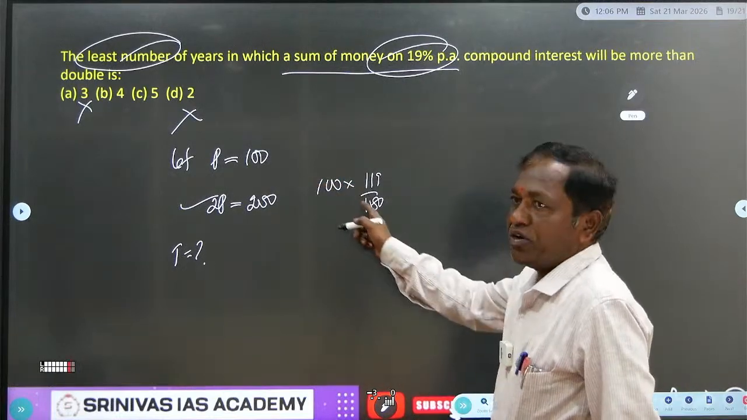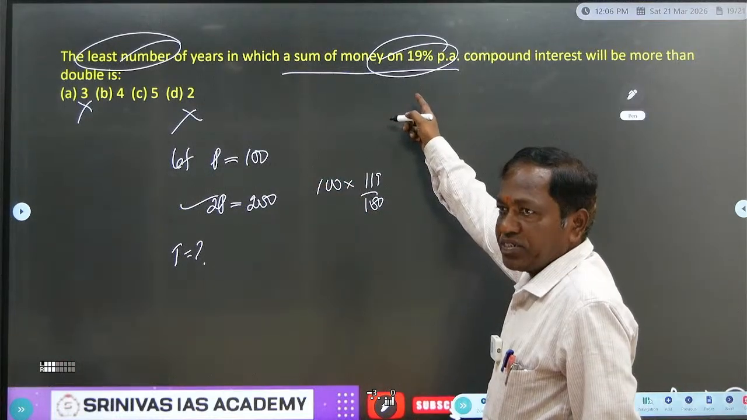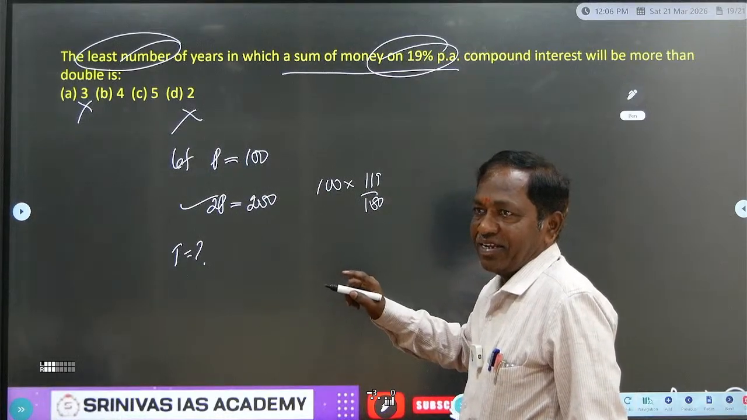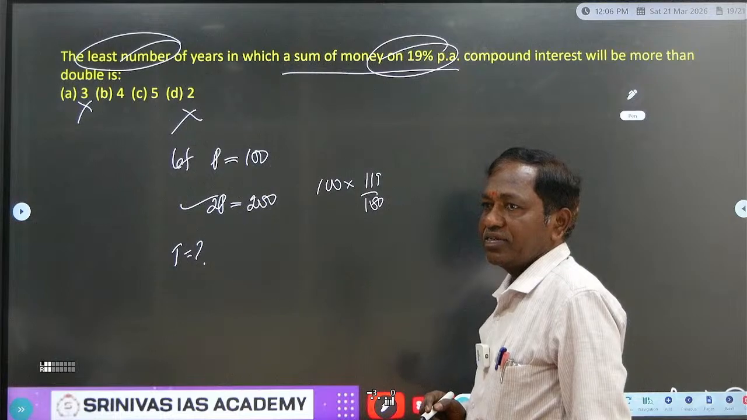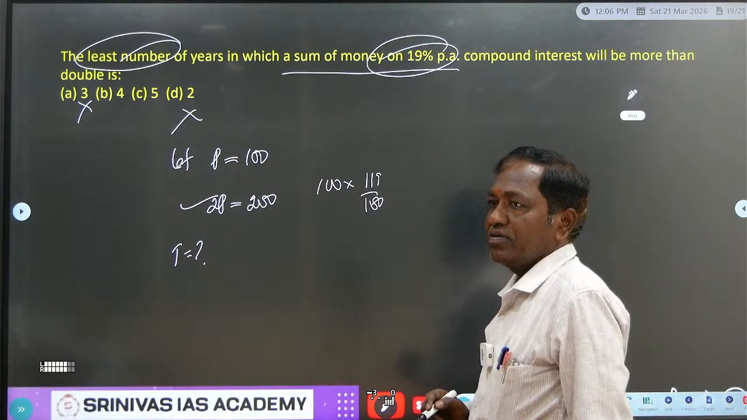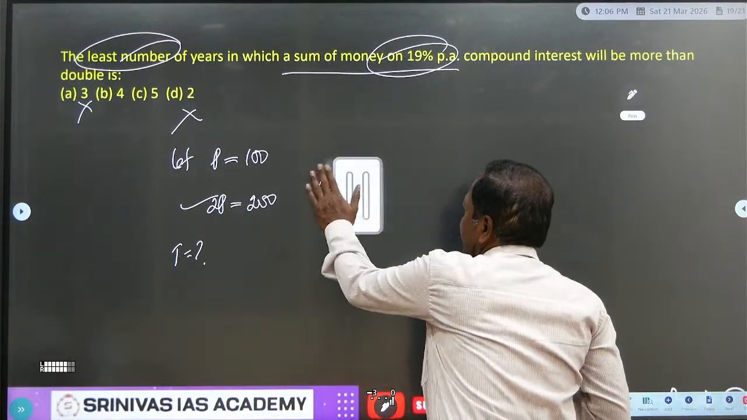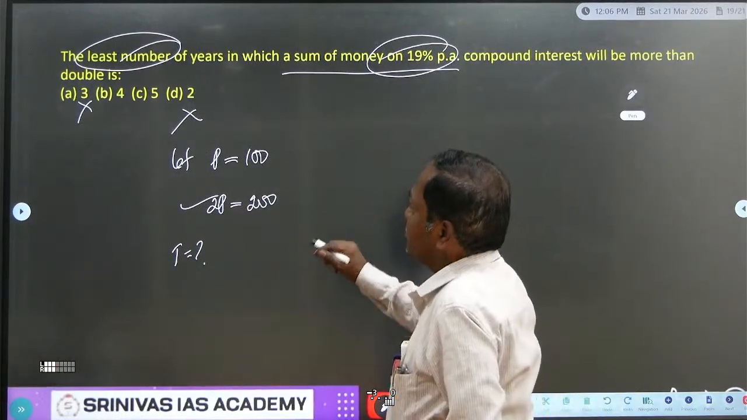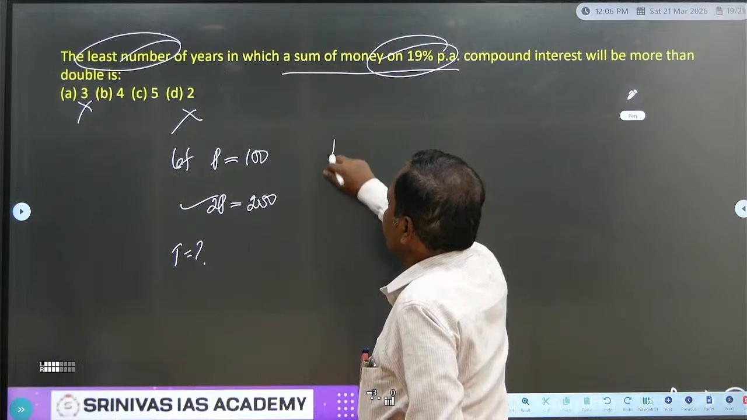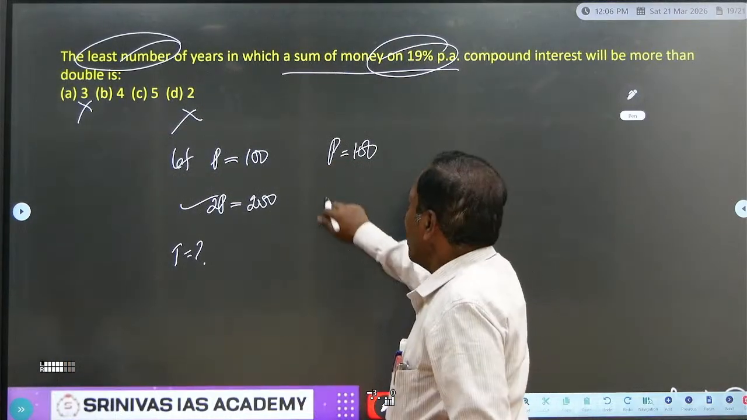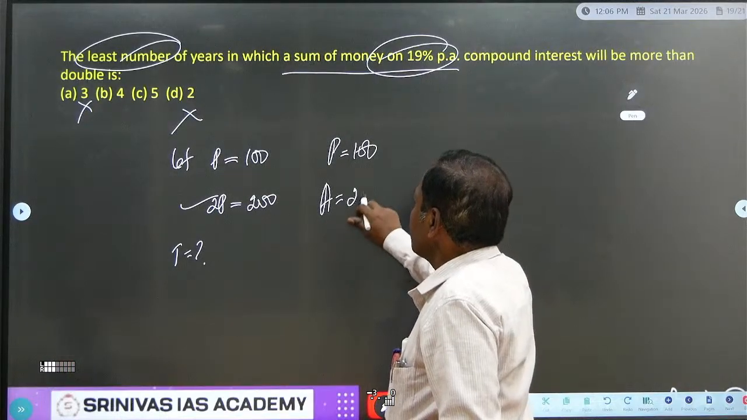But actually 3 years is not possible. Even if you look at 20%, that amount should become double. Sir, if the amount is 200, P is 100, 1 plus R percent to the power T. Now we have taken P is 100, and amount is 200.